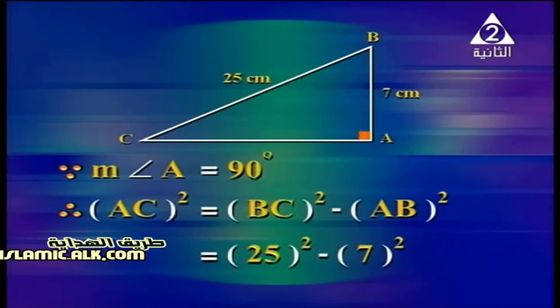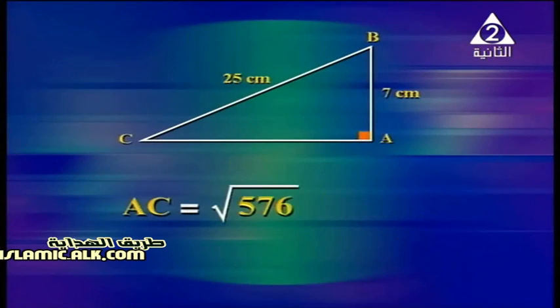To obtain a result as 576. Now AC power 2 equals 576. Can you find the length of AC? Yes, by taking the square root of both sides. So we can say that AC equals square root 576 to obtain a result as 24 centimeters.